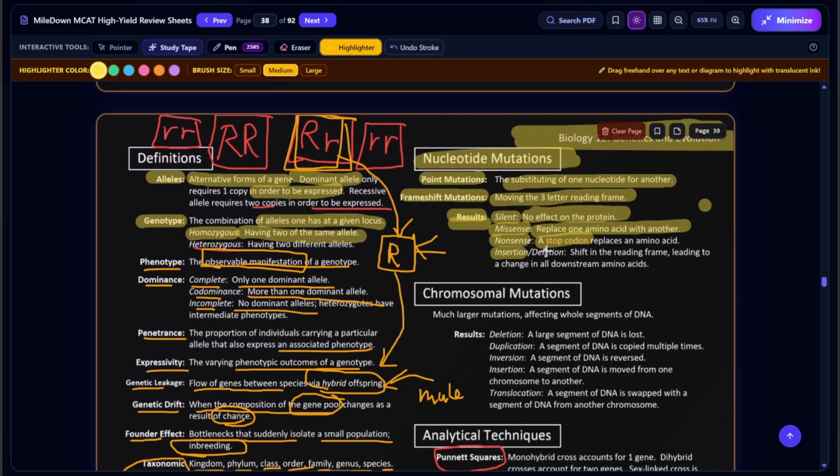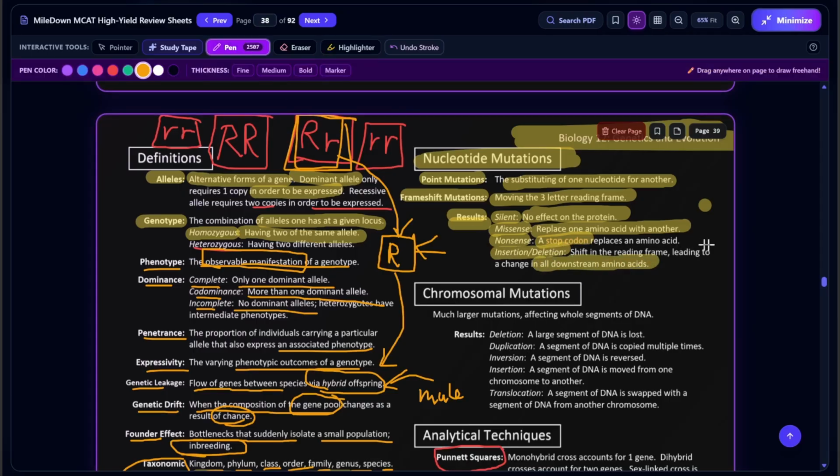That's it, stop. And then insertion and deletion is a shift in the reading frame entirely, leading to a change in all the rest of the amino acids following it in the sequence. So you can imagine that insertion and deletion is the worst one, because then it's affecting the entire strand.